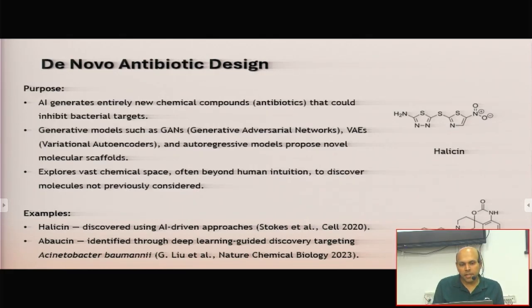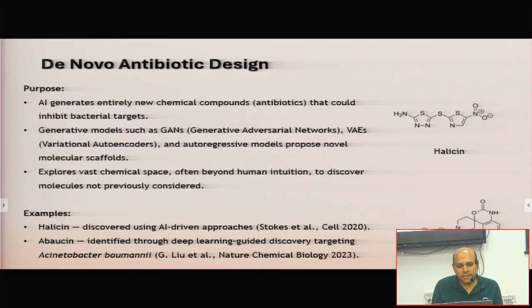De novo antibiotic design. So de novo is nothing but new, from scratch. So AI generates entirely new chemical compounds that can inhibit bacterial targets. So generative models such as GAN, generative adversarial networks, or VAE, and autoregressive models propose novel molecular scaffolds. It explores vast chemical space, often beyond human intuition, to discover molecules not previously considered.